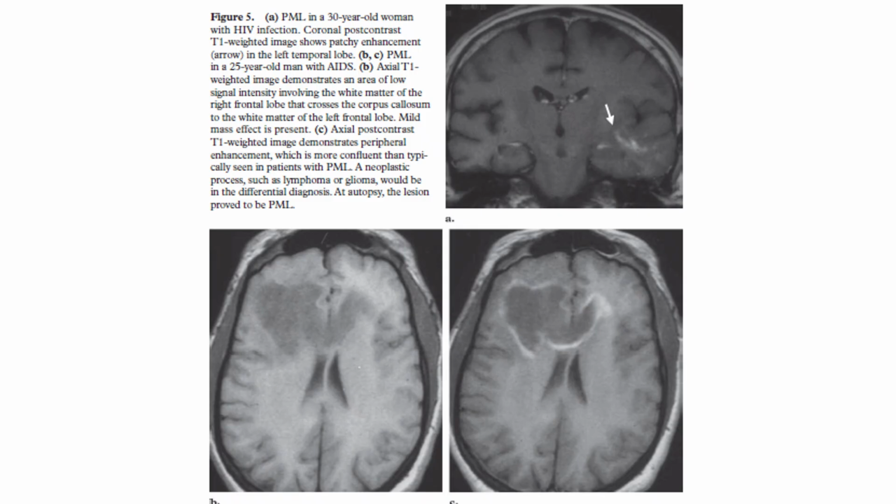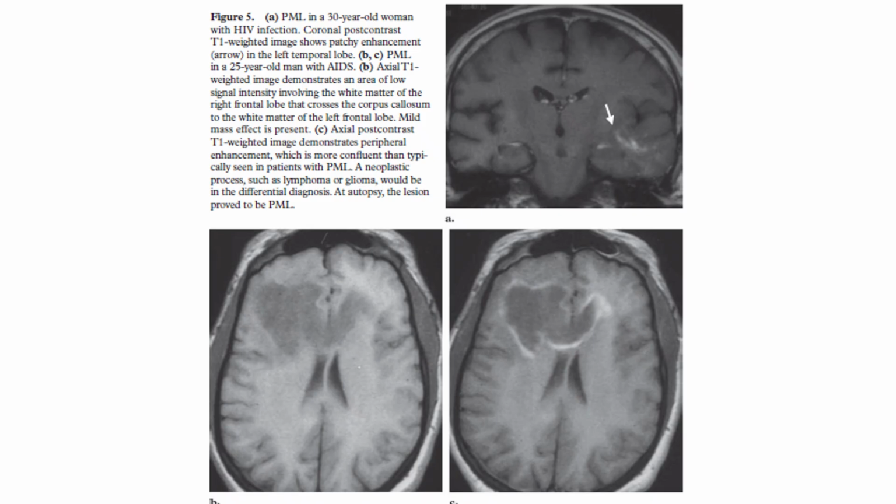In this picture, the first image is PML in a 30-year-old woman with HIV infection. The coronal post-contrast T1 weighted image shows patchy enhancement in the left temporal lobe. In the second image, the axial T1 weighted image demonstrates an area of low signal intensity involving the white matter of the right frontal lobe that crosses the corpus callosum to the white matter of the left frontal lobe, with a mild mass effect present.